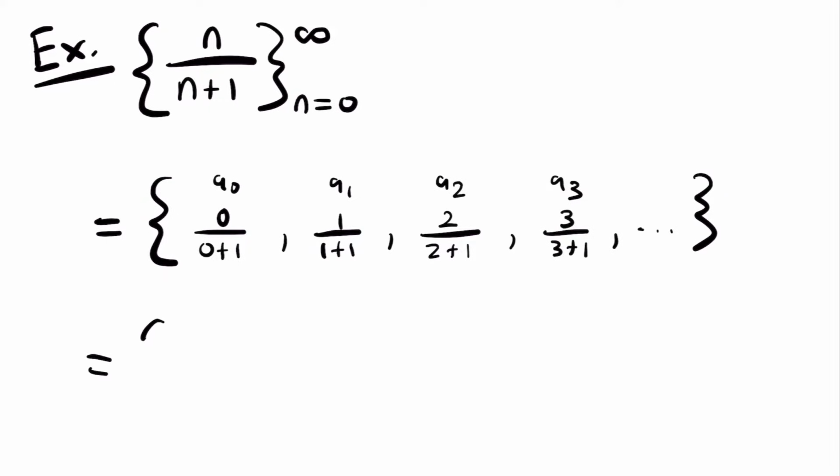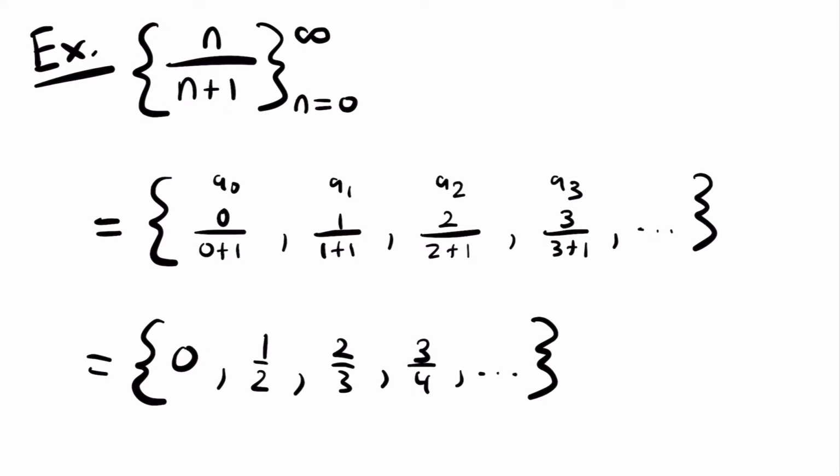All right, and so if we simplify those terms, we have 0 divided by 0 plus 1. That's just 0 divided by 1, so our first term is 0. Then we have 1 divided by 1 plus 1, so that's 1 divided by 2, so we have 1/2. Then our next term, we have 2 divided by 2 plus 1, that's 2 divided by 3, or 2/3. And then we have 3 divided by 3 plus 1, which is 3 divided by 4, or 3/4. And then that would continue on forever. All right, and so these would be the terms for this sequence.